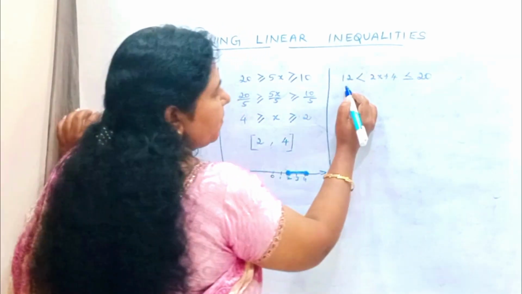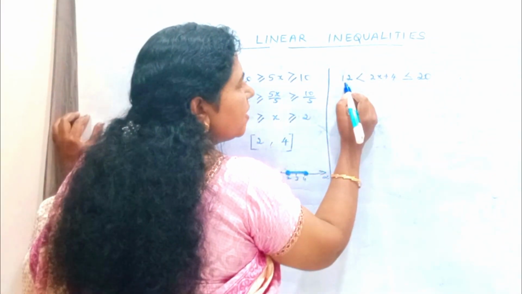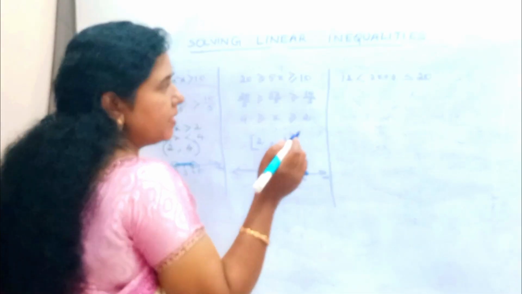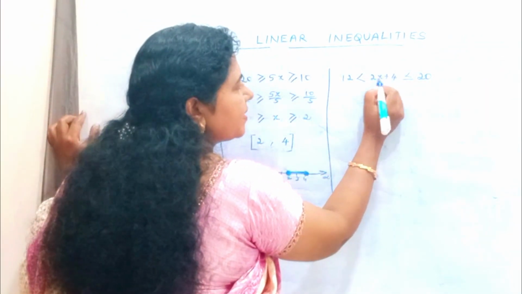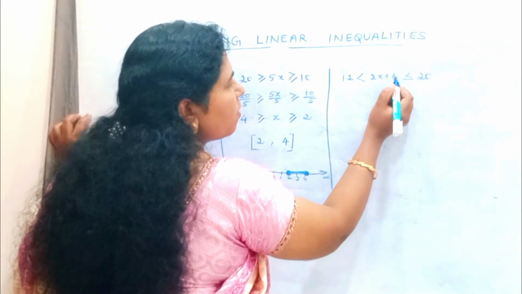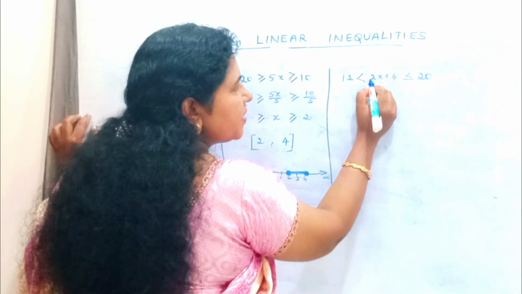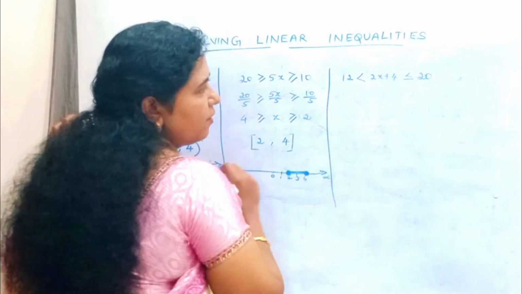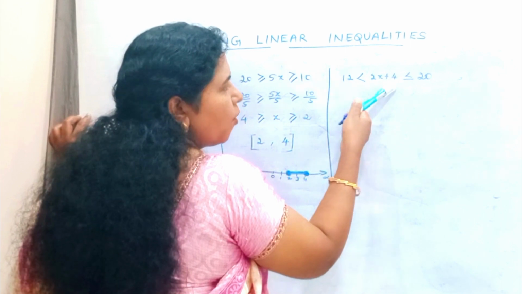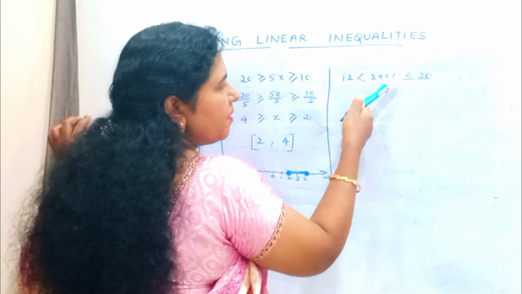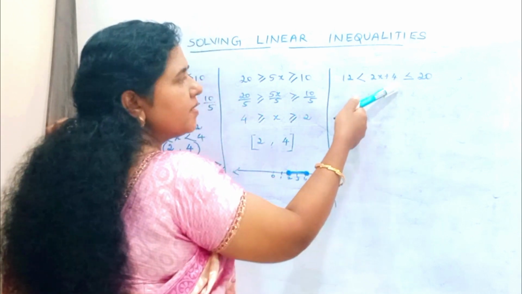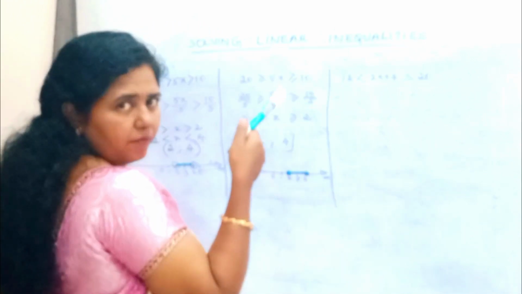Okay, now coming to the next example, it is 12 less than 2x plus 4 less than or equal to 20. So here we are having x in the middle term, 2x plus 4. What we have to do is first bring out the value of x. But there is a value of 4 added to 2x. So before removing this 4, we cannot take out this 2. So first step is we have to remove that 4.